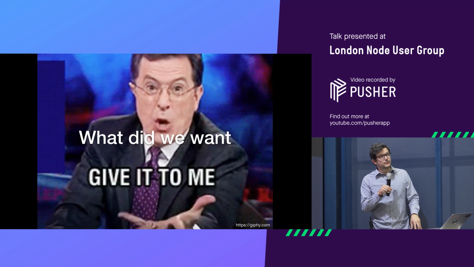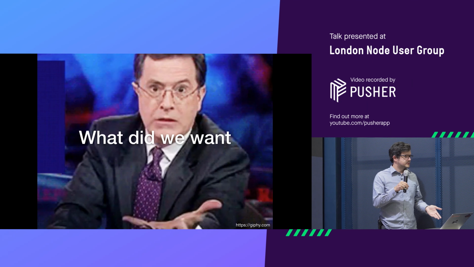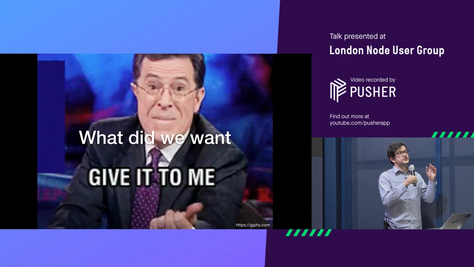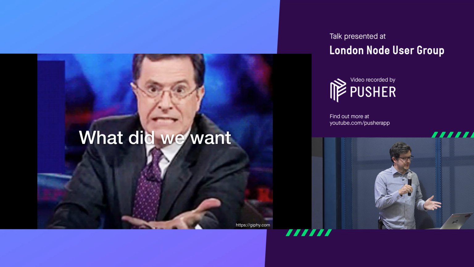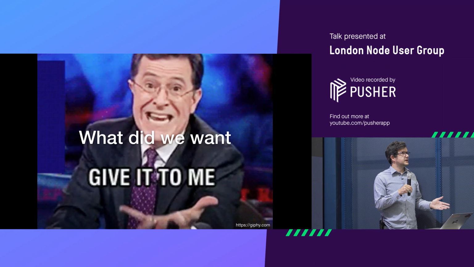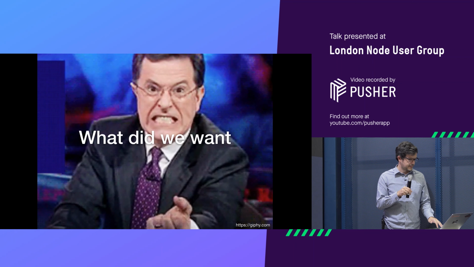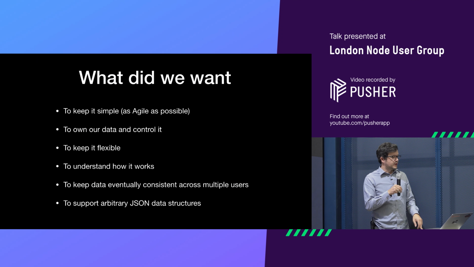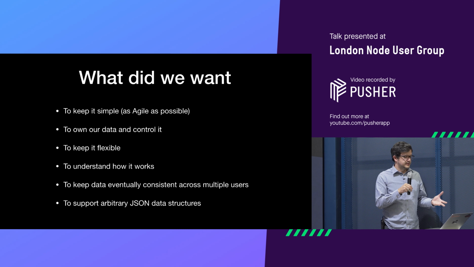So it sounds like we're being really picky. So what did we want? Ultimately, we wanted to do the minimal amount of work that we could to give ourselves flexibility while moving forward. We wanted to keep it as simple as possible in an agile sense. We wanted to own our data and control it.